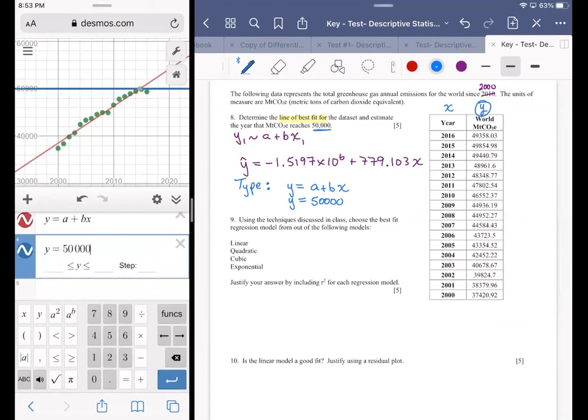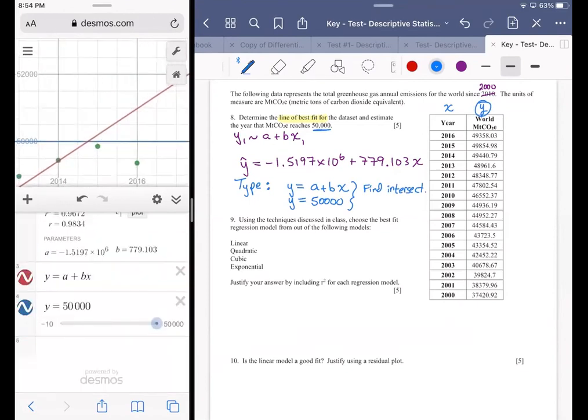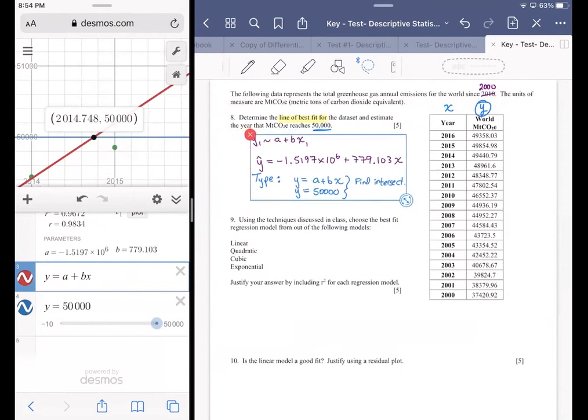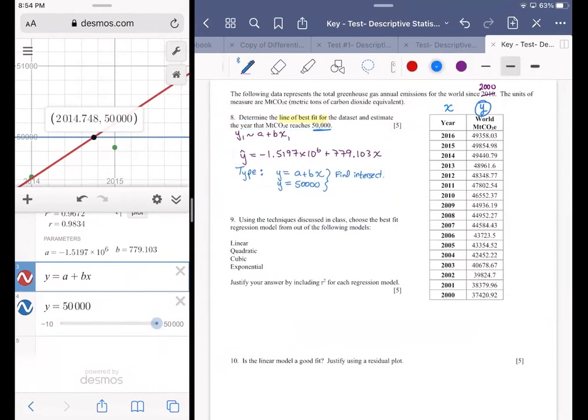And then what we do is we find the intersection. We get that by getting in as close as we can so that we don't accidentally hit the wrong point. Tap on where the two lines cross. You'll see a gray dot appears. Tap on it a second time, and it'll give us that intersection. That intersection would be at 2014.748, comma 50,000.